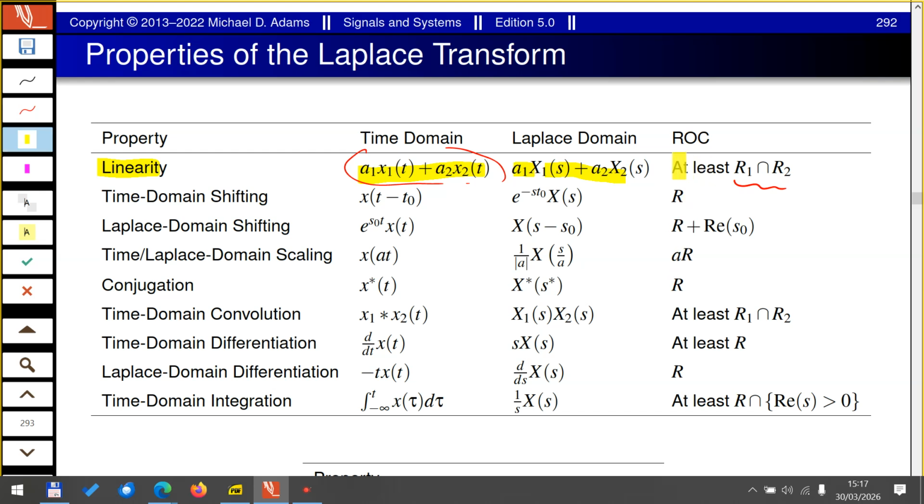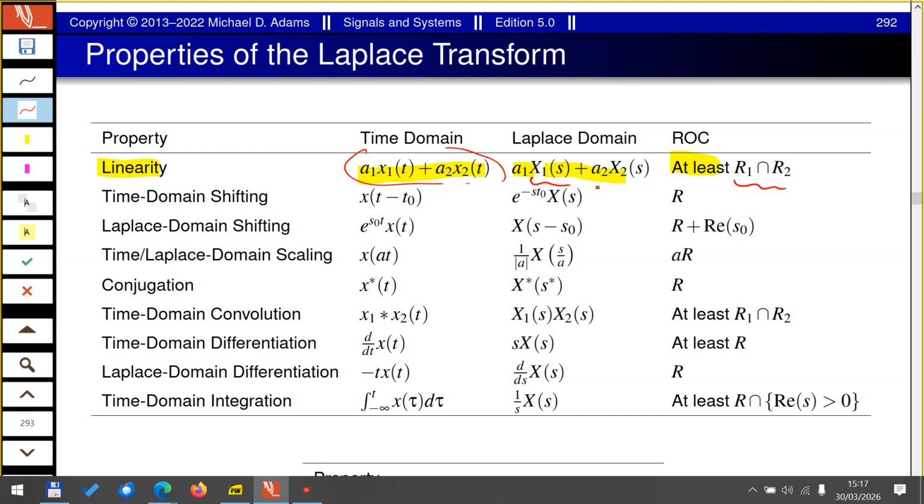Why do you think he says at least? What is the reason behind that? Why not simply R1 intersection R2? Any idea? At least का मतलब क्या है कि इससे larger होगा या इससे smaller होगा? Larger. हाँ, so why does he allow that it is possibly? हमें चूंकि x1 x2 का नहीं पता ना, तो हमें ट्रांसफॉर्म का भी नहीं पता.